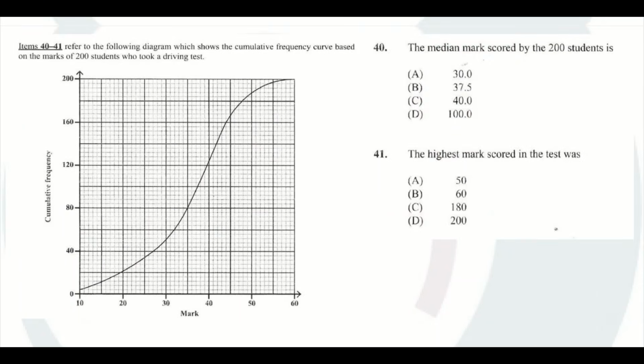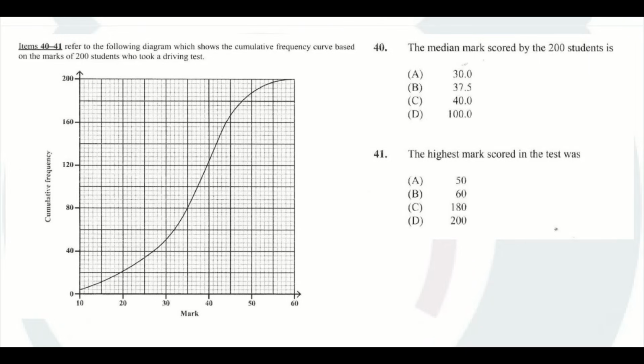Items 40 to 41 refer to the following diagram, which shows the cumulative frequency curve based on the marks of 200 students who took a driving test. So let's analyze our graph here. On our x-axis we have mark, and on our y-axis we have our cumulative frequency. So let's analyze the scale here.